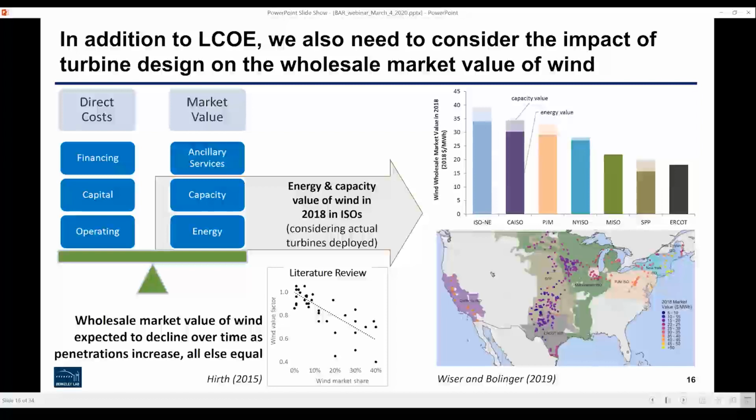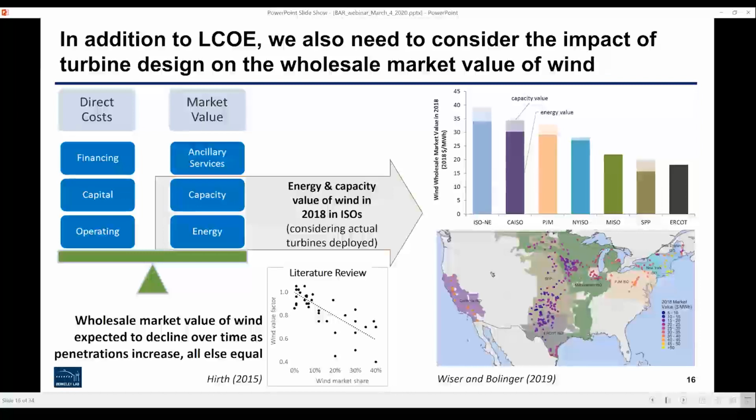Now, we've done some general work on market value of wind across the US. And here, again, on these two figures to the right, we're focusing on 2018. And we can see that the value of wind varies quite a bit by region, with ISO New England and CAISO having the highest value for their wind projects, and SPP and ERCOT having the lowest value for their wind projects. Part of that is just due to factors outside the control of the wind industry, but also part of that is due to high penetration of wind in SPP and ERCOT.